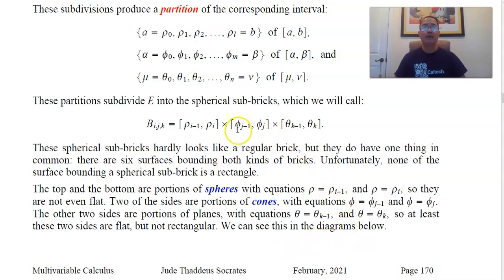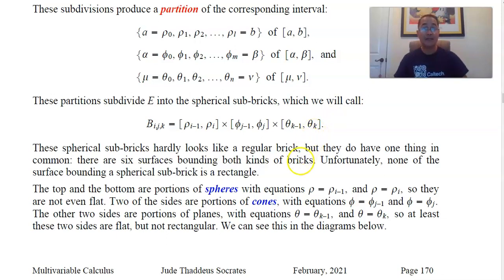So what are these boundary surfaces going to be? We already know that when rho is a constant, we're going to get spheres. So these will form an upper and a lower sphere, and then we will have cones for phi. So we will have an inner cone and an outer cone. And then finally for theta, we will have the swinging door. So we will have theta flat door, and then it will rotate counterclockwise to the next value of theta.